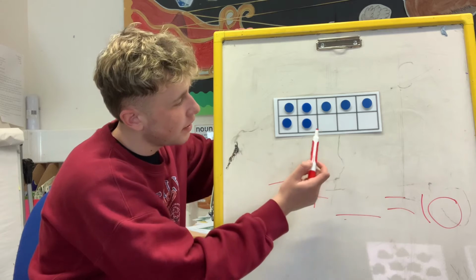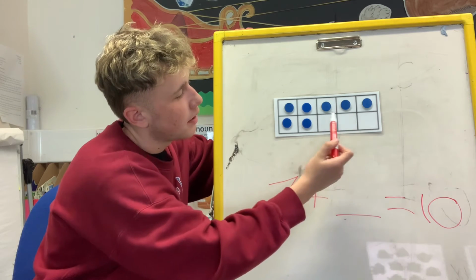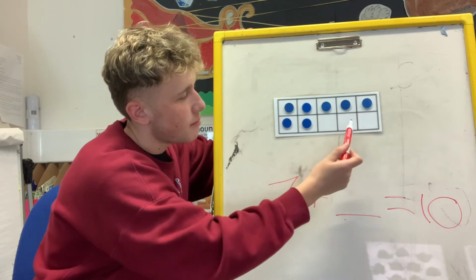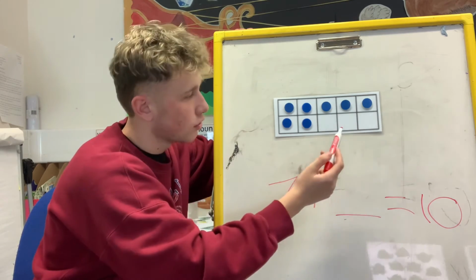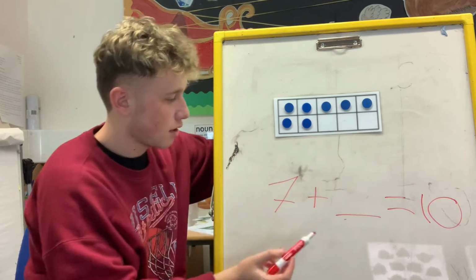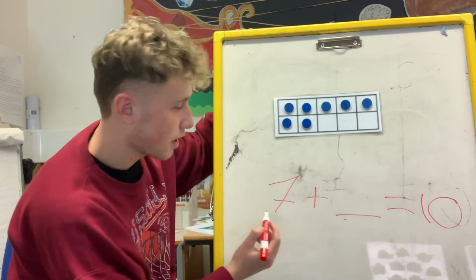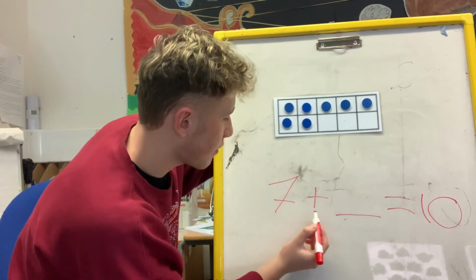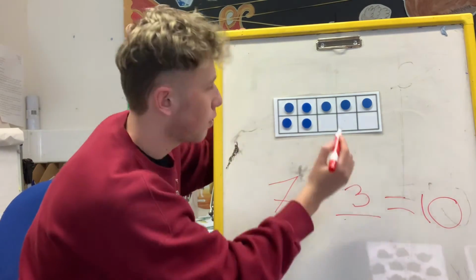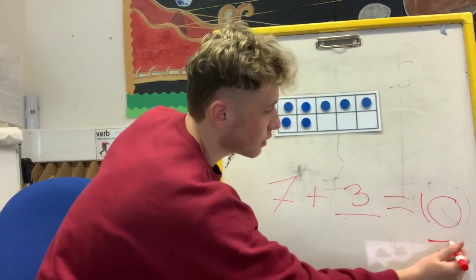Hopefully you counted these remaining squares of the tens frame that are left and not full. So 1, 2, 3, which gives us our missing answer. And the equation should say 7 plus 3, 1, 2, 3, equals 10.